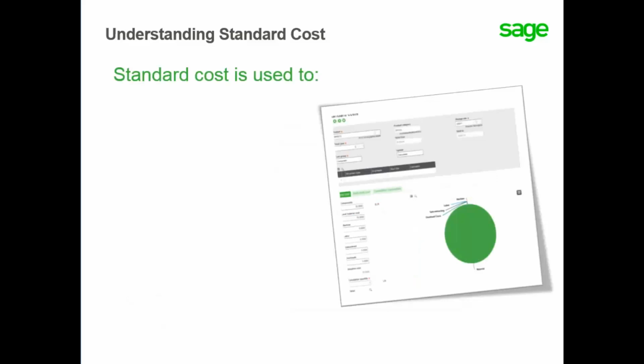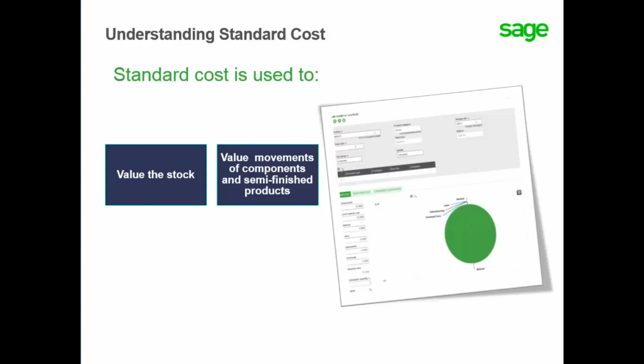The standard cost is used to value the stock. If you have 10 units in stock and the standard cost for the product is set at $1 per unit, then the total value of your stock would be $10.